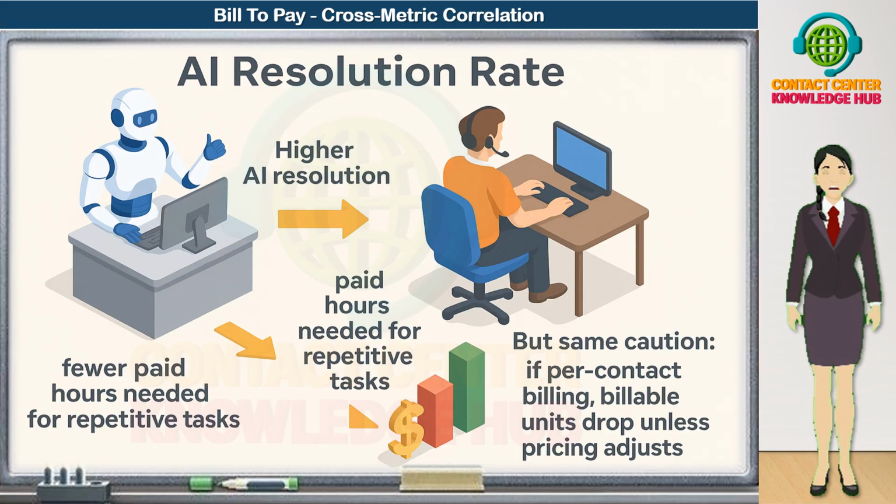But there's an important caution. If the commercial model is based on per-contact billing, then higher automation can reduce billable units. Without pricing adjustments to account for AI-handled interactions, the numerator may shrink, offsetting the cost savings. In short, high AI resolution improves cost structure, but to truly protect the ratio, it must be aligned with pricing models. This ensures that automation boosts both efficiency and financial performance.